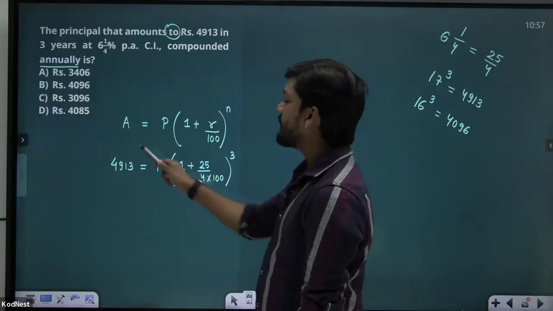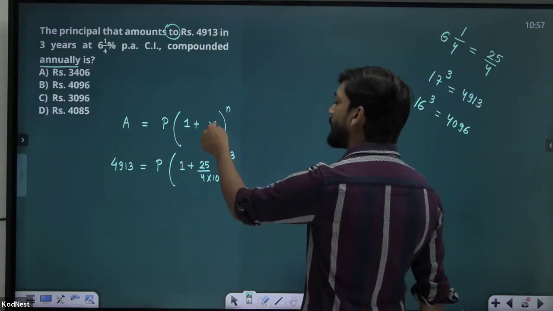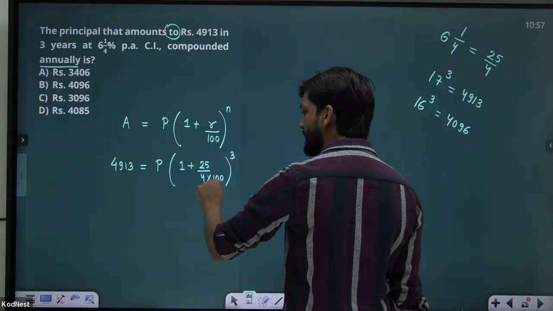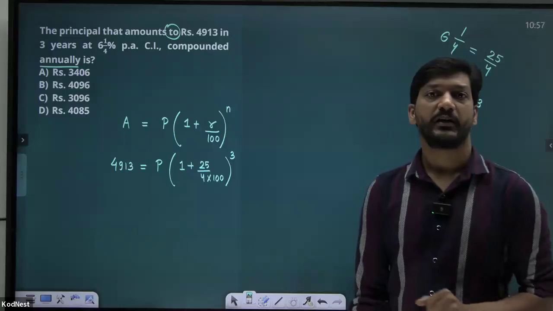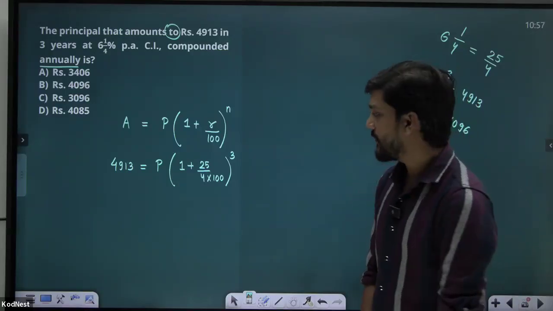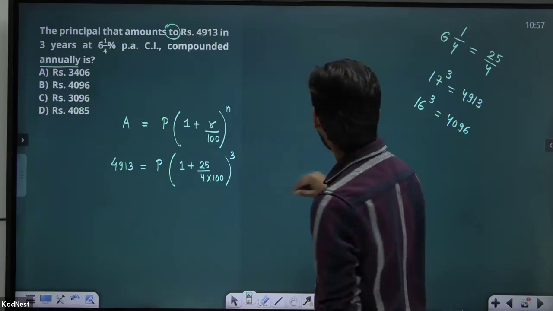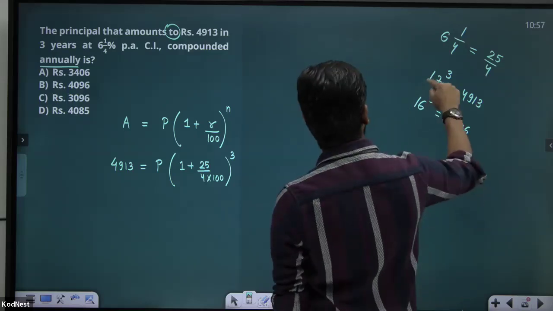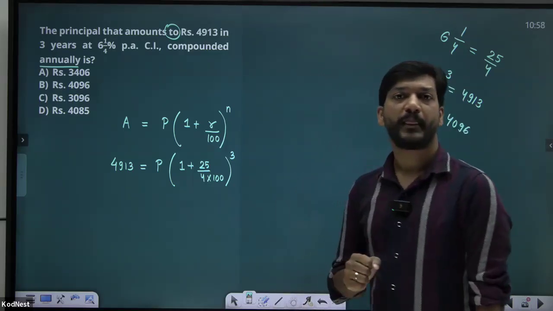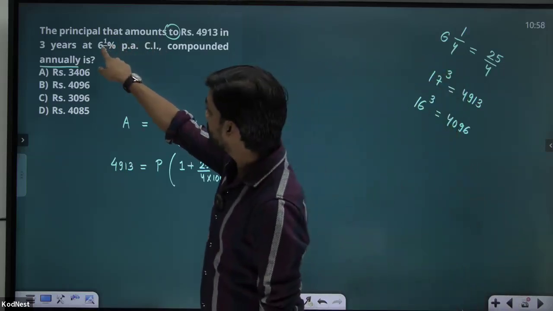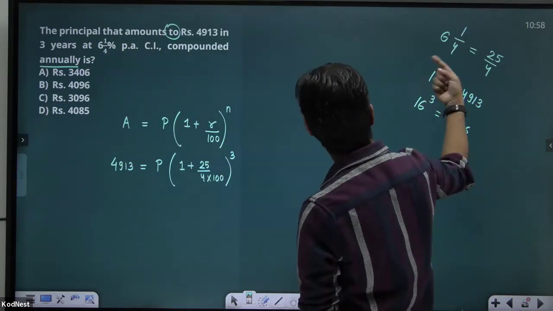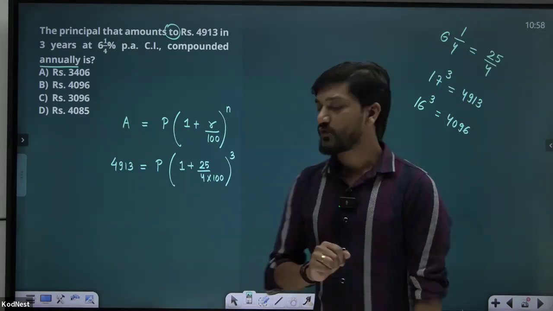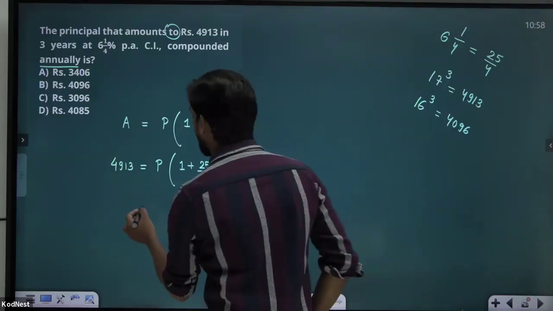My dear, whatever this value is, it doesn't matter. If R value is 25 by 4, this part will come out as 17 by 16. Okay, 17 by 16 always. So that's why if time is 3, I will have to see 17 cube and 16 cube. If time is 2 years, I will have to see 17 square and 16 square. But yes, whenever this number comes, then 17 and 16, their powers, maybe it is cube, maybe it is power 2, will become important. So in this case, cube is there, so cube becomes important.